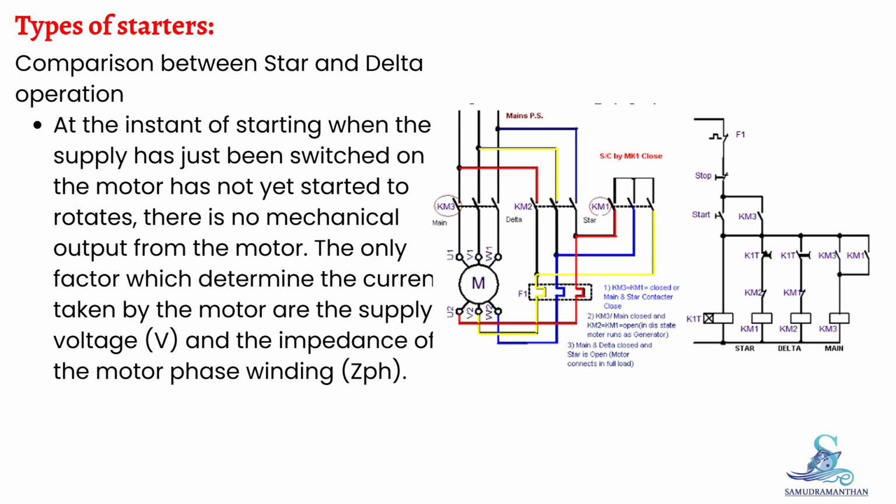Comparison between star and delta operation. At the instant of starting, when the supply has just been switched on, the motor has not yet started to rotate, so there is no mechanical output from the motor. The only factors which determine the current taken by the motor are the supply voltage, V, and the impedance of the motor phase winding, Z phase.